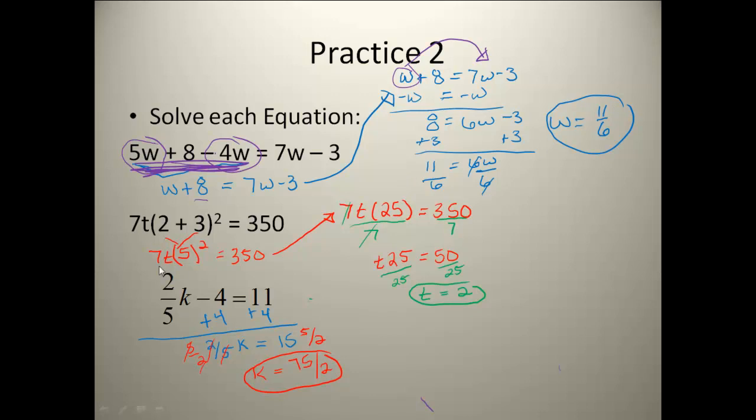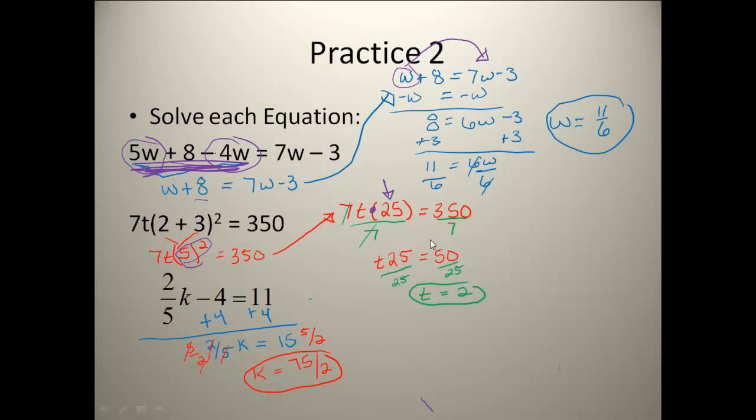The second one here I did in red. Now this one, you had to follow your order of operations first to get rid of those parentheses. So I did my 3 plus 2 and got 5 on the inside. And then when I did the exponents here, 5 squared, that gave me 25. And now I essentially have my parentheses gone because this is just 7 times t times 25. So my parentheses were gone.